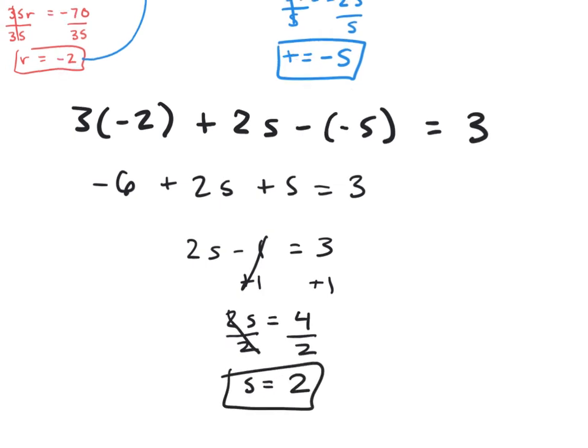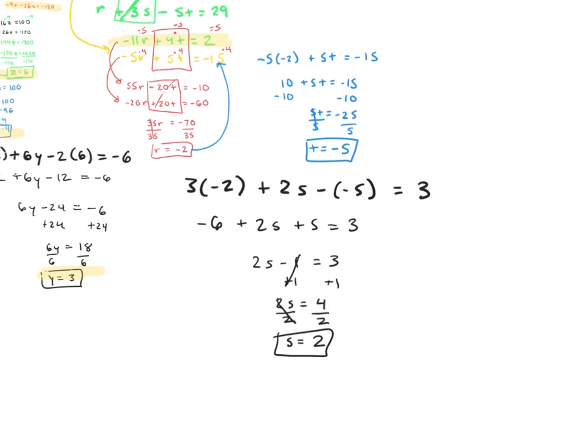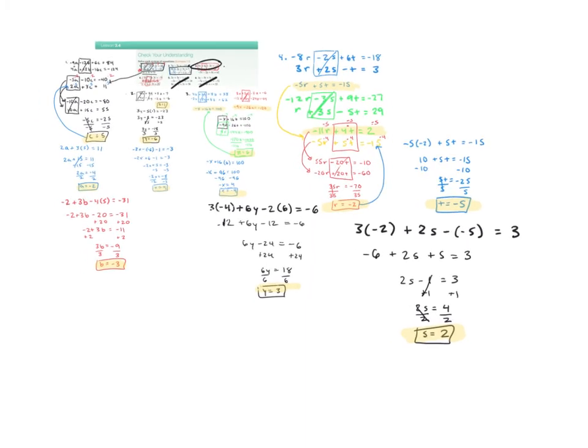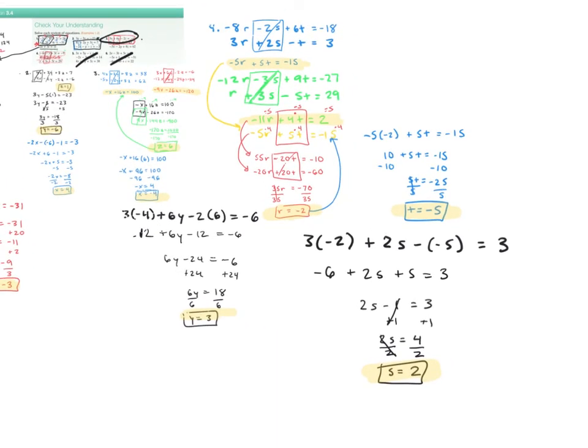And that's it. Yay, we're done. So we found R, T, and S. I understand these are a lot of steps. When we have a test or quiz, we'll probably only have one of these. So on the next test, you'll probably only have one question like this.